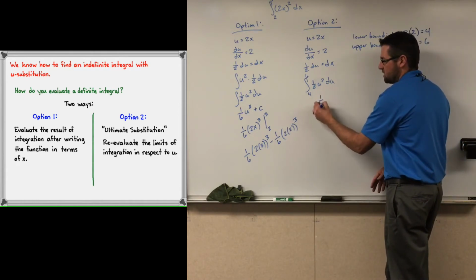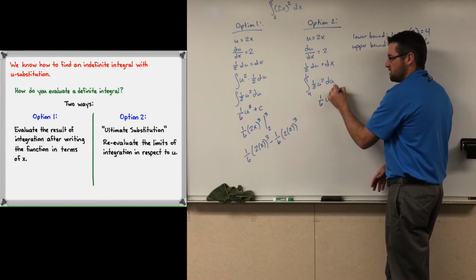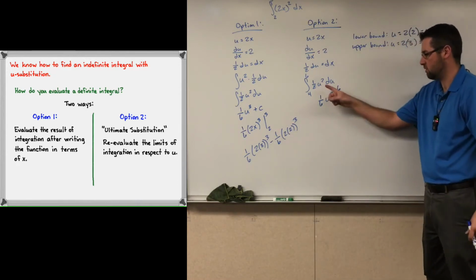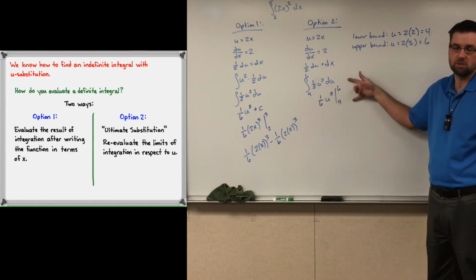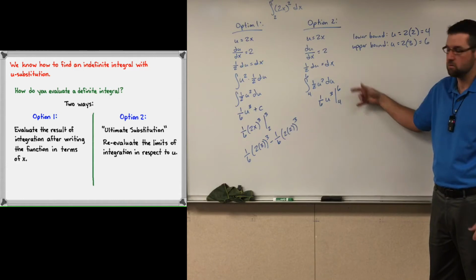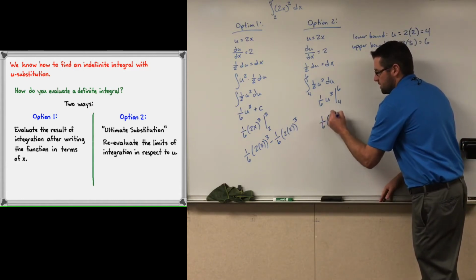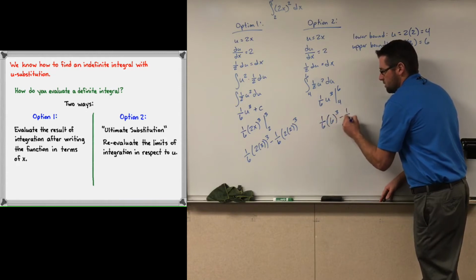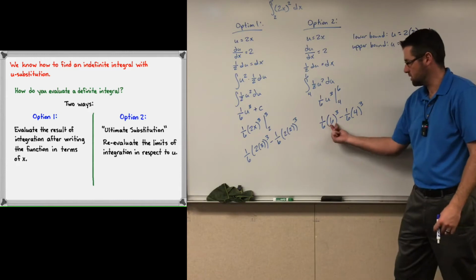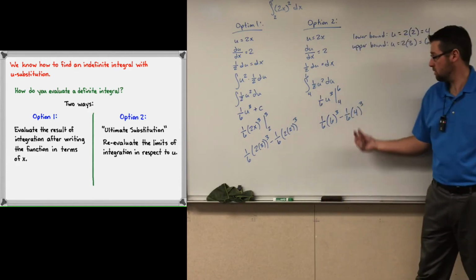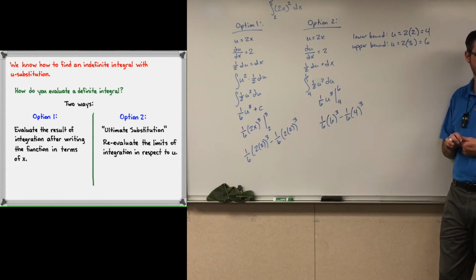The antiderivative is 1/6 u cubed, evaluated from 4 to 6. We don't need the plus C because it's a definite integral. And I don't have to go back to replacing it with x, because my limits are in terms of u now. So what do we get? 1/6 times 6 to the third minus 1/6 times 4 to the third. Yeah, because look, 6 is the same as 2 times 3, right? And 4 is the same as 2 times 2. Are you guys okay with that?